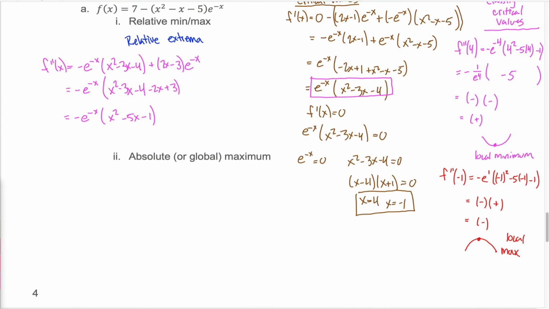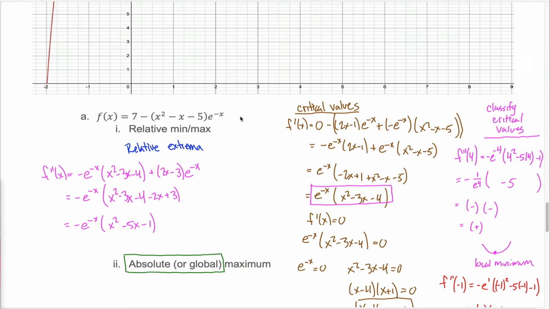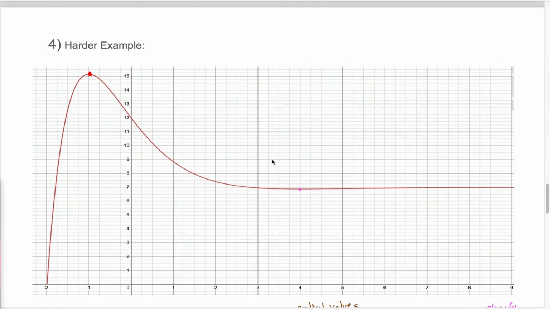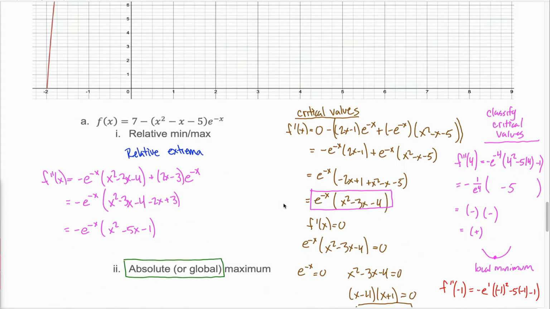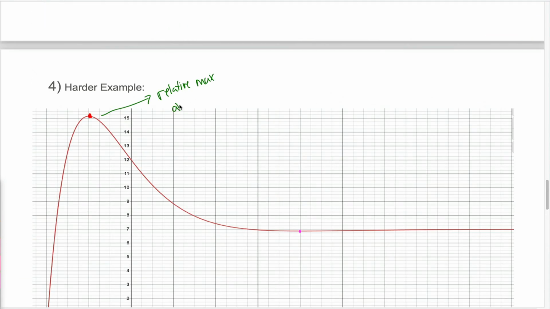Before ending this video, I want to teach you one more vocabulary word. It's this idea of an absolute or global maximum. The idea with an absolute or global, there's two different adjectives that you can use, maximum, is it's the point that's higher than any other point on the graph. So this point right here is a relative maximum because the second derivative at negative 1 was a negative number, but it's also an absolute or global maximum because it's higher than any other point on the graph.